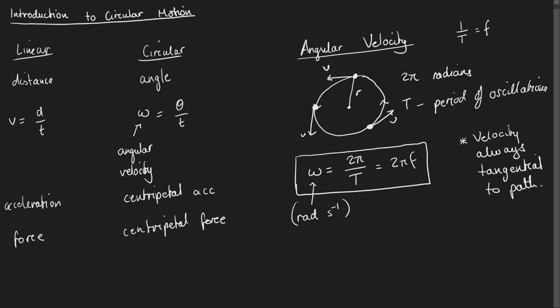Okay, so this velocity is going to constantly change, and actually we can have a second definition of this, which is the velocity at which it's traveling, the linear velocity, divided by the radius.